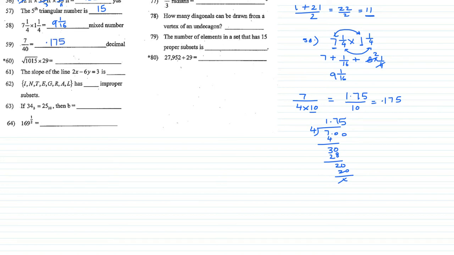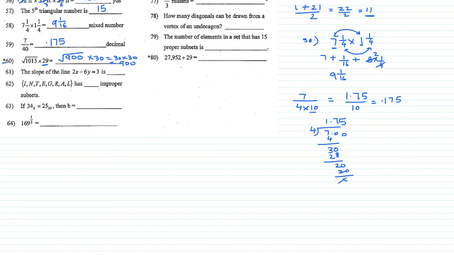Question 60. They are expecting an approximate answer for this question. Square root of 1015 times 29. So I can approximate square root of 1015 as 900, and then I can approximate 29 as 30. So this will give us 30 times 30, and the answer is close to 900.